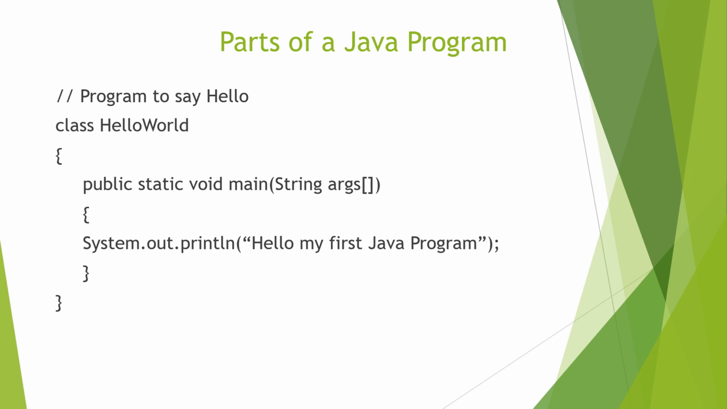Now we will see a very simple program and we will understand the parts of a Java program. I have already told you, but today again we will see it. Okay, let's take a very simple program to say hello or to display any message. So what is this? This is a comment. Then the first word is class. C will always be small letter.